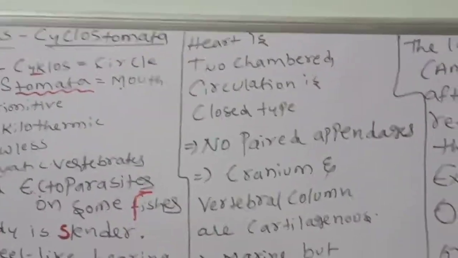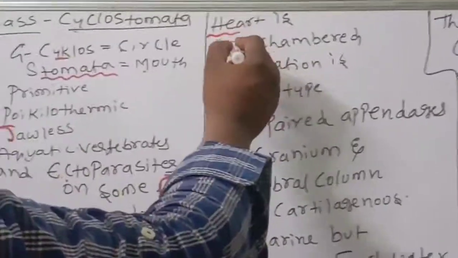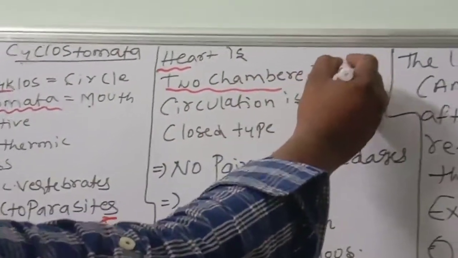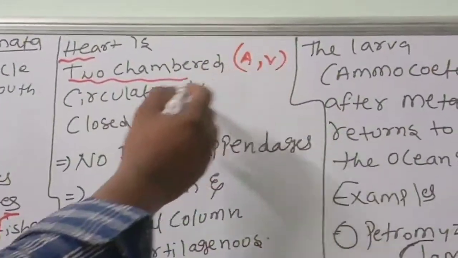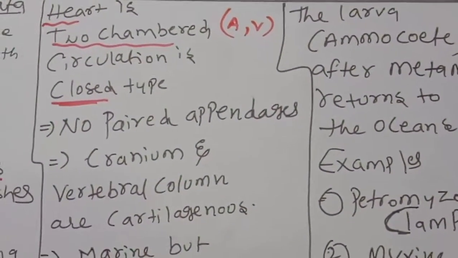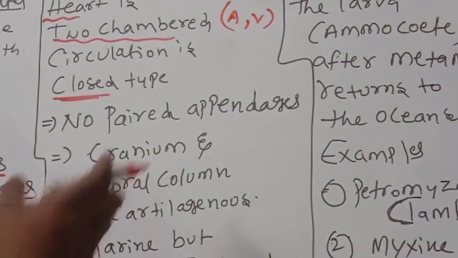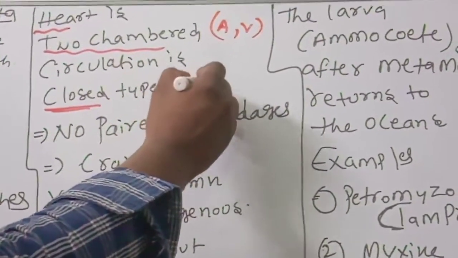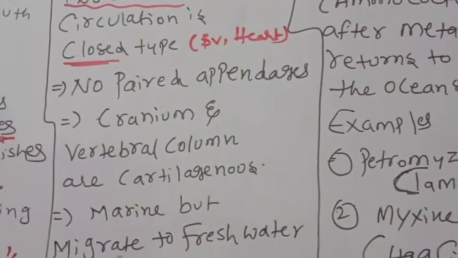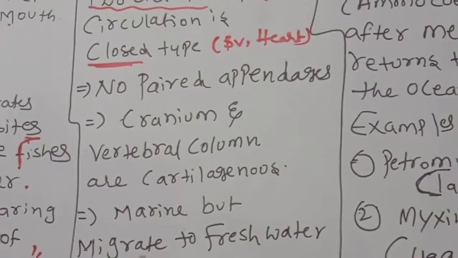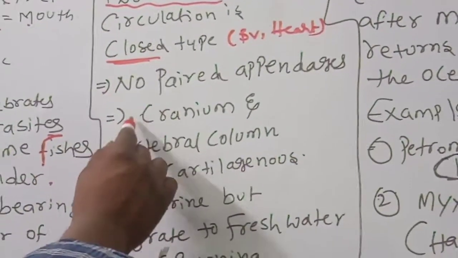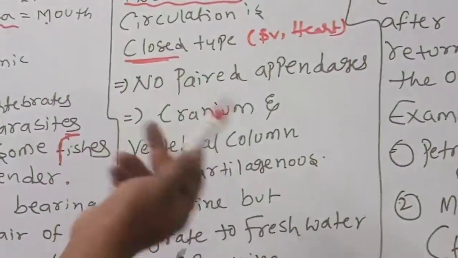The heart is two-chambered. You know very well how many chambers fish have: two chambers, one auricle and one ventricle. What is the meaning of closed type circulation? It means they have blood vessels and a heart. That kind of circulation is called closed type. No paired appendages, no proper fins. Paired means double, which is not there.